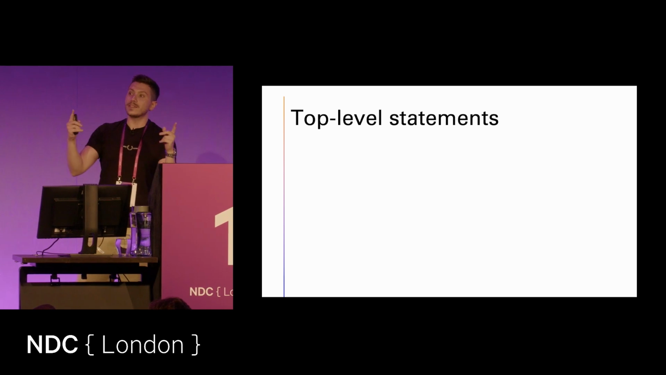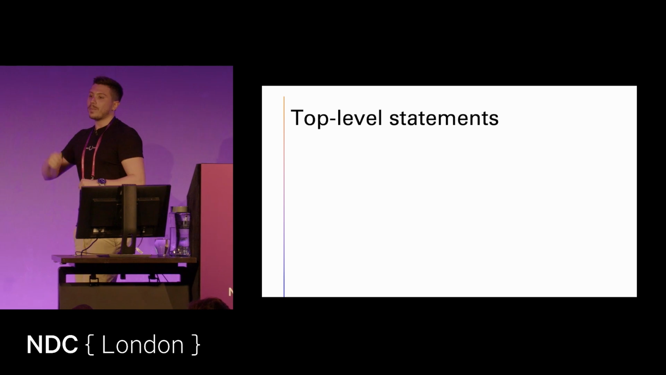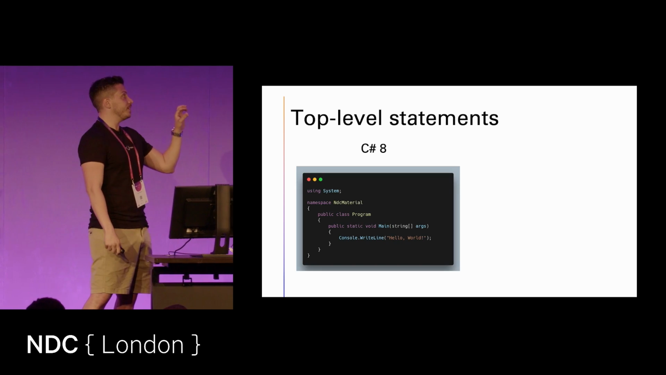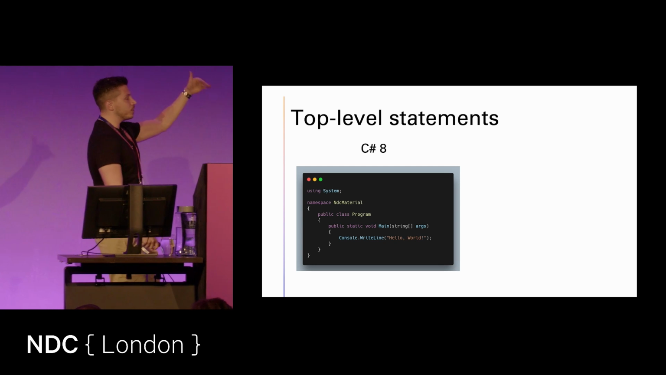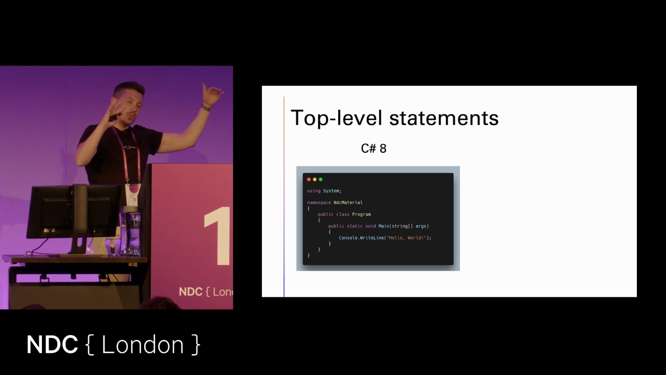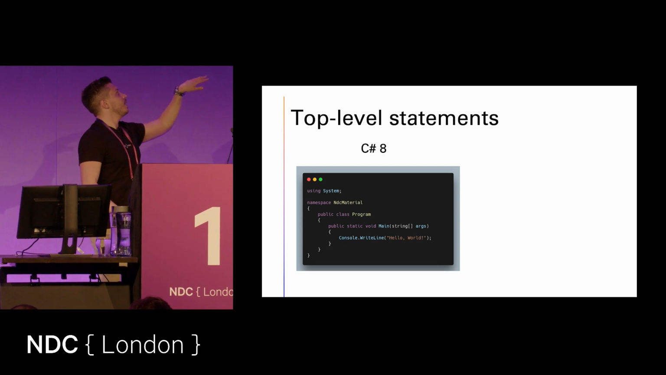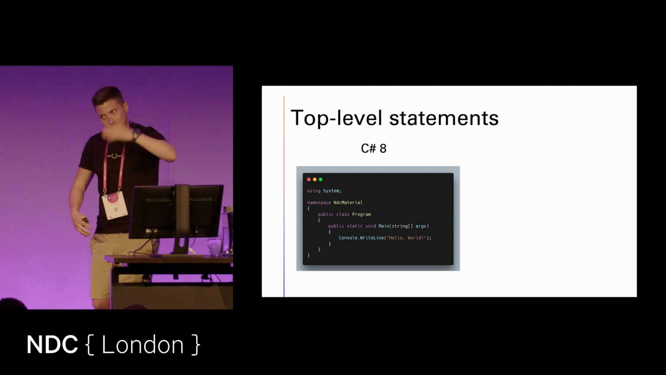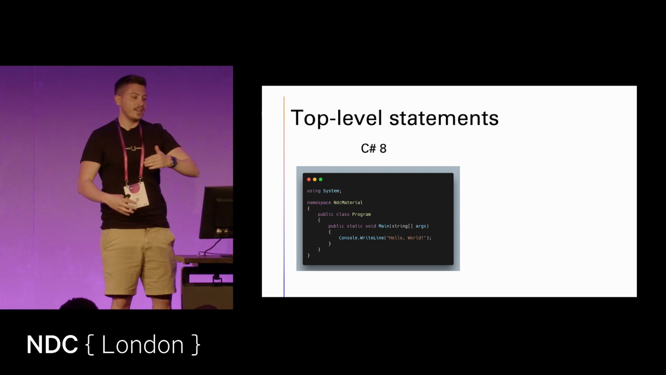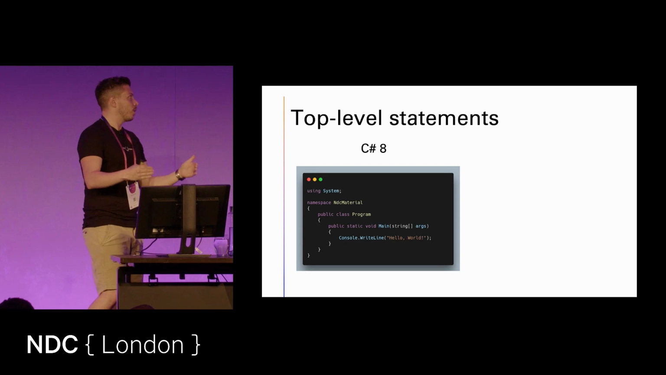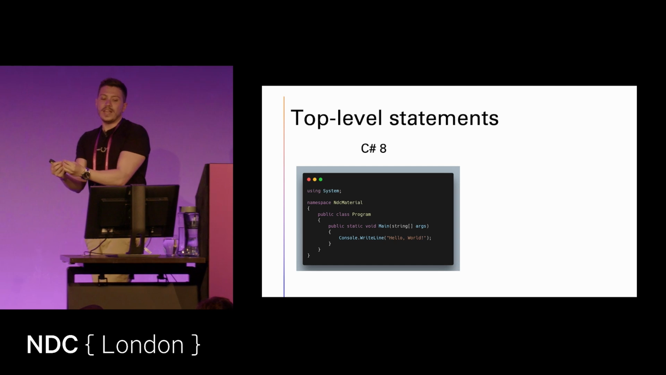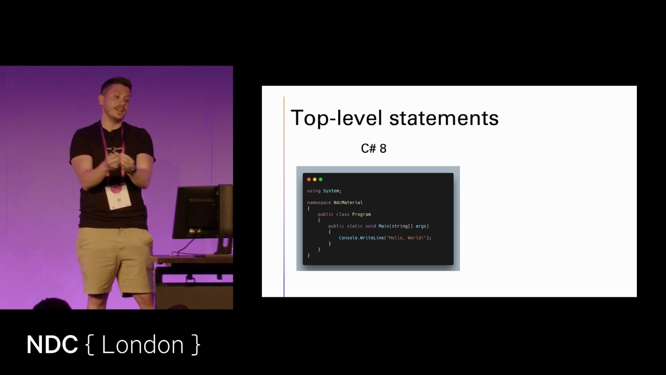So top-level statements are actually a C# 9 feature, which I kind of hated when it came out. But in C# 8, you have to have that using statement, that namespace, which is optional, but you had it anyway, then the program class, then the public static void main string array args, as if we're insane and we're writing Java for some reason. And then we have the actual meat of the application, which is the Console.WriteLine and then hello world.